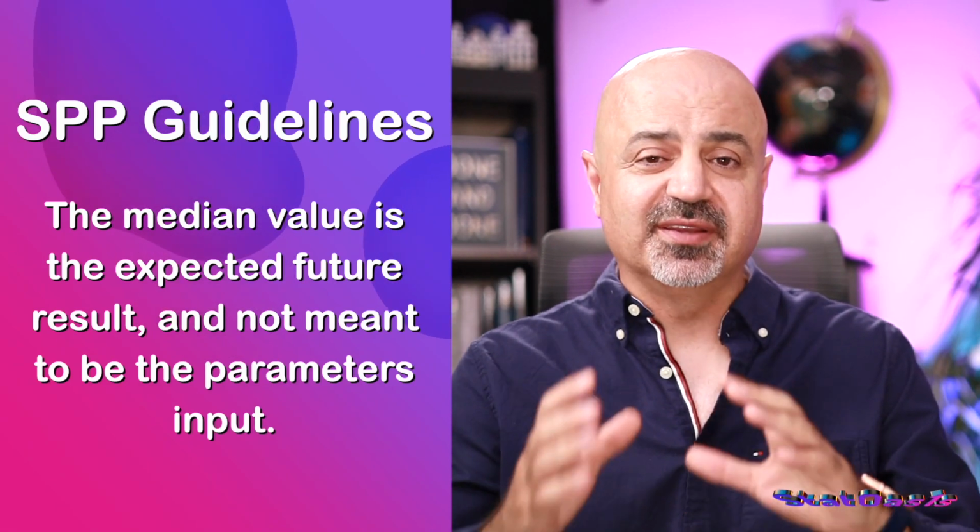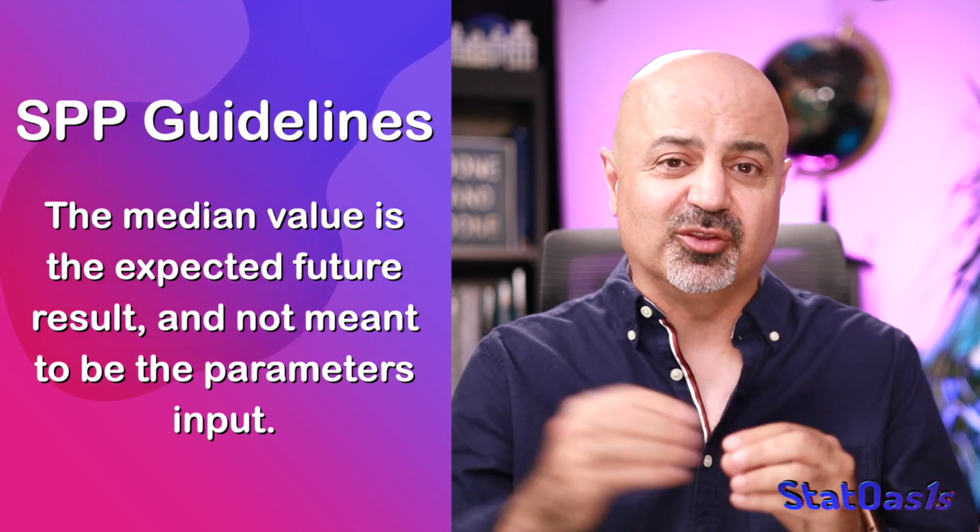And like I mentioned already, the median output is an expectation of the future result. So it's not the median parameters that you need to put in your strategy. Your strategy parameters will stay the same. It's just the median is the expectation of the results.